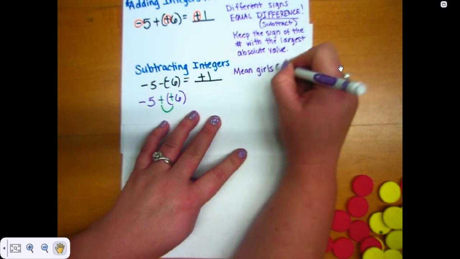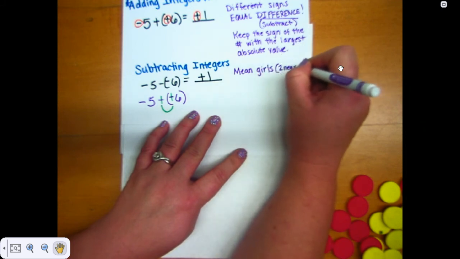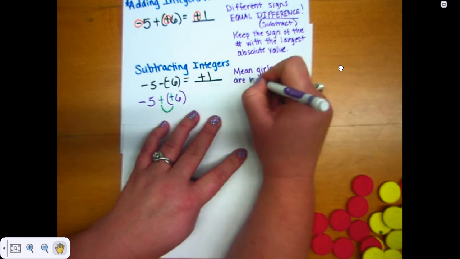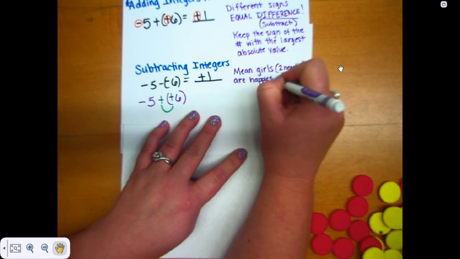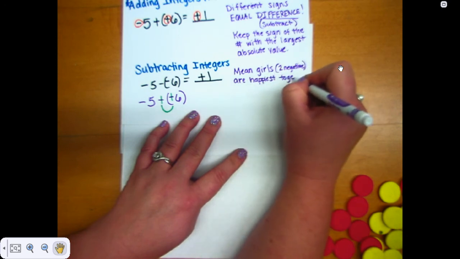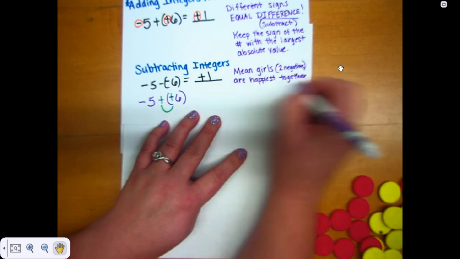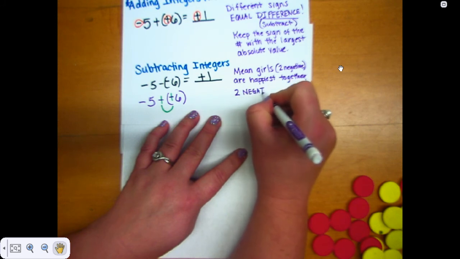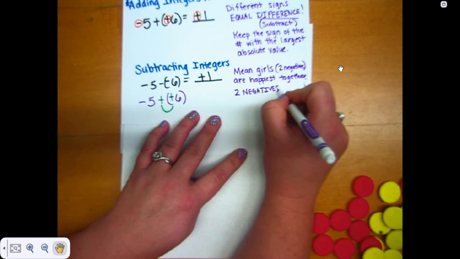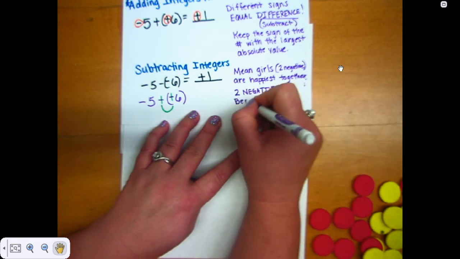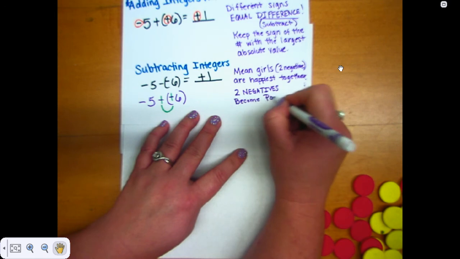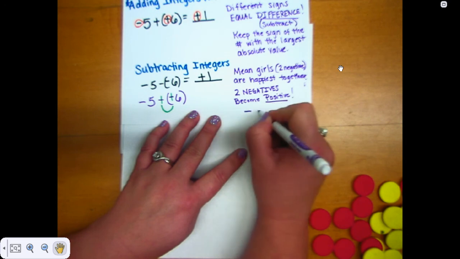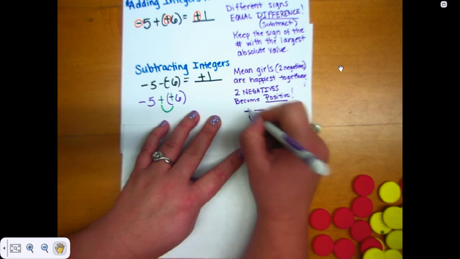and then I'm going to put 2 negatives are happiest together. So that means 2 negatives become positive. A negative and a negative become positive.